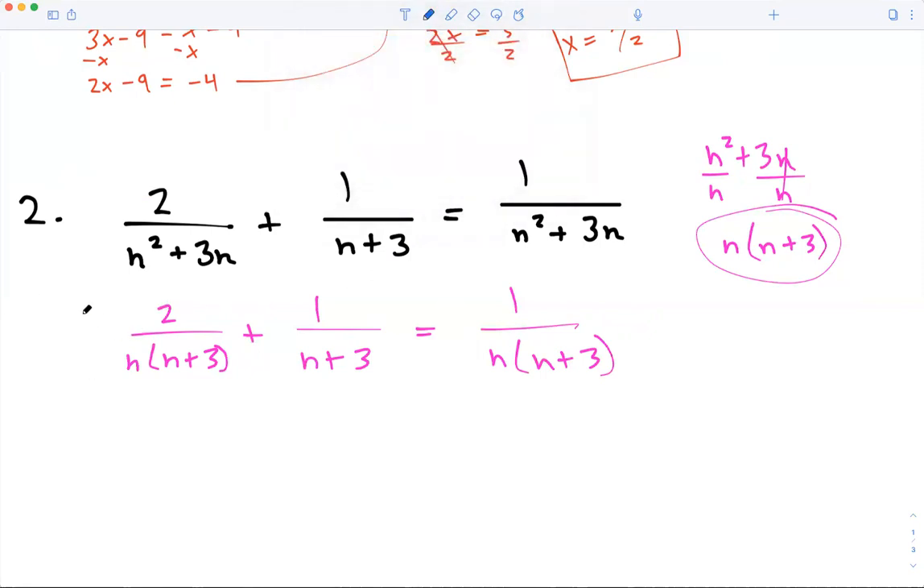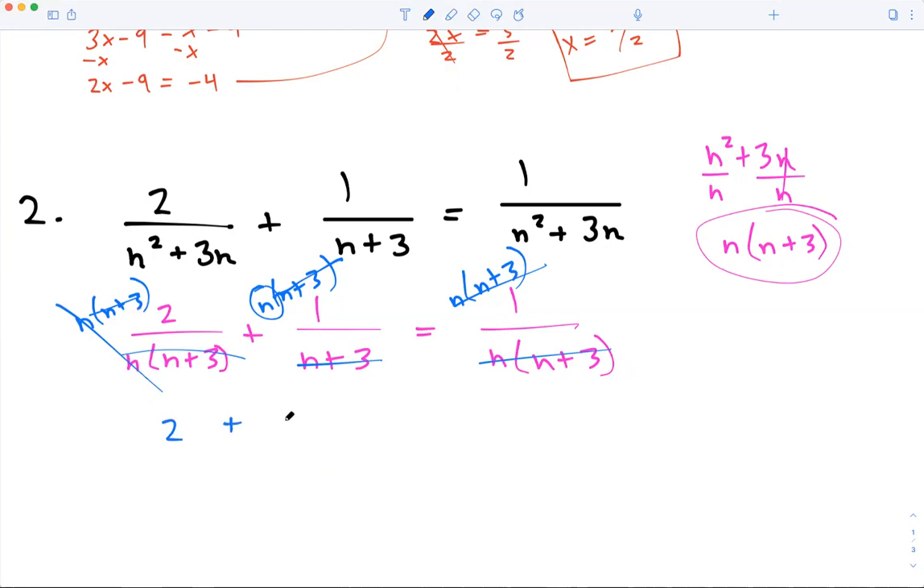So I'm gonna multiply each term here by n times n plus 3, n times n plus 3, n times n plus 3. Same thing on each term. Okay, now we can cancel, cancel, cancel, cancel. Oops, we only cancel the n plus 3 there. And then here we cancel the whole thing. Okay, remember that's left over there. Okay, so we got 2 plus n times 1, which is just n, but I'll just write it so you can see, equals 1.